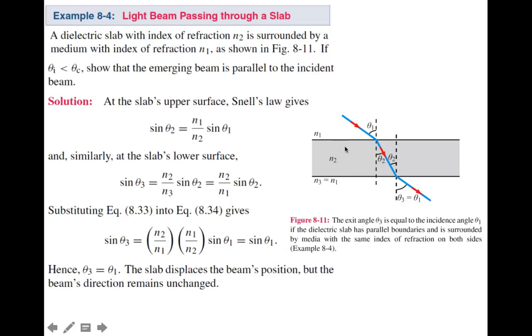So this slab of dielectric material displaces the beam's position, but it does not change the direction of propagation. And this is an interesting phenomenon because you can have any number of layers instead of a single material n2. You can have any number of layers of dielectric material, and it will have the same effect, where the final direction of propagation is the same as it was before you entered the thin film or whatever this dielectric slab becomes, but it does displace it to the right in this case.